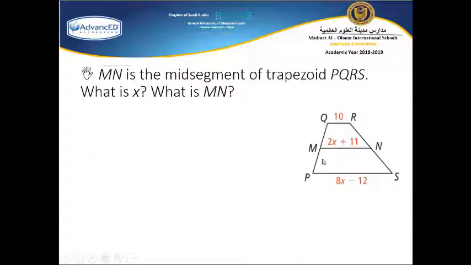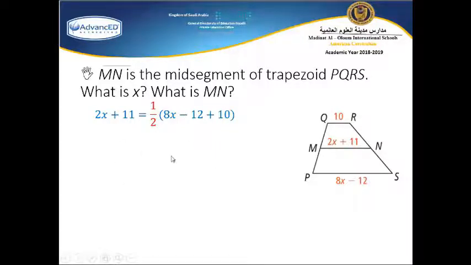Another question. MN is the mid-segment of the trapezoid PQRS. What is X and what is MN? We said this is the mid-segment, then it equals half the sum of 8x minus 12 plus the other base 10. Then 2x plus 11 equals half of 8x minus 12 plus 10.